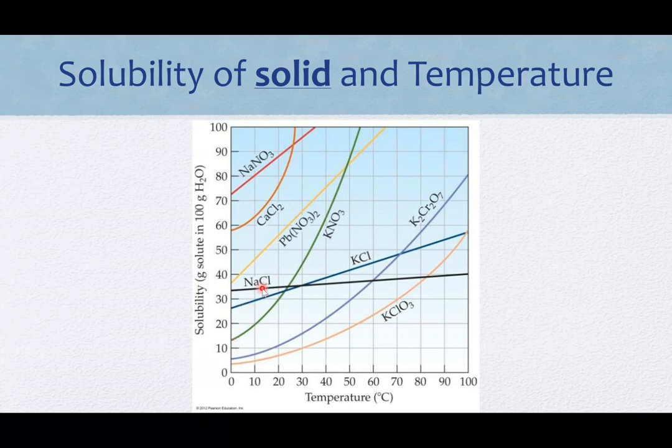One of the things to notice about all of these, so these are all solid ionic compounds, is that all of these slopes are positive. So the big take home is as we increase temperature, solubility increases. Temperature affects them at different rates, that's for sure. But all of them have a positive slope. So as we increase the temperature, the solubility of a solid will always go up.